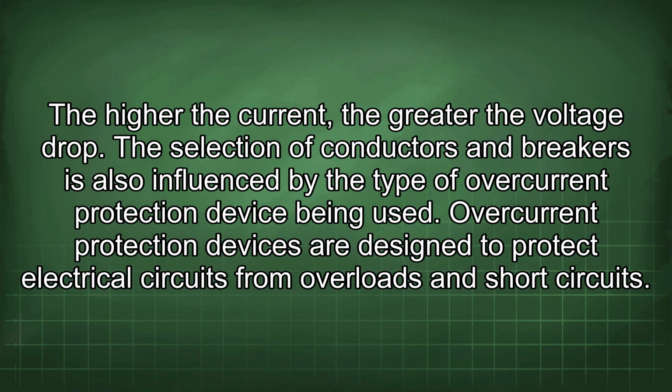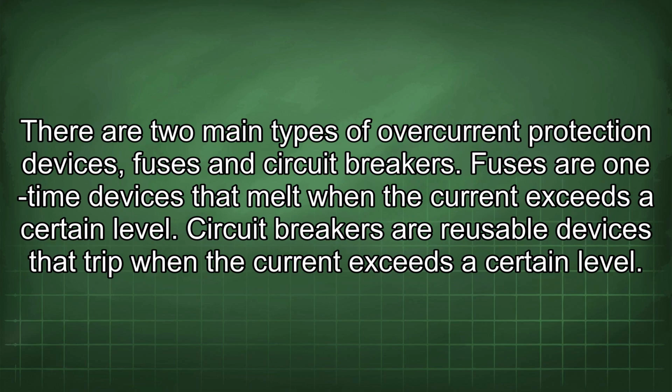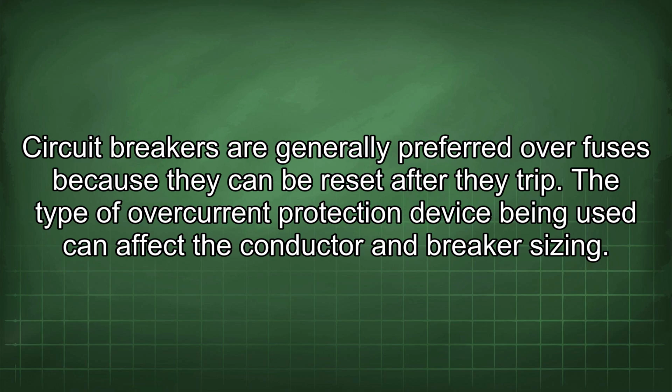The selection of conductors and breakers is also influenced by the type of overcurrent protection device being used. Overcurrent protection devices are designed to protect electrical circuits from overloads and short circuits. There are two main types: fuses and circuit breakers. Fuses are one-time devices that melt when the current exceeds a certain level. Circuit breakers are reusable devices that trip when the current exceeds a certain level. Circuit breakers are generally preferred over fuses because they can be reset after they trip.